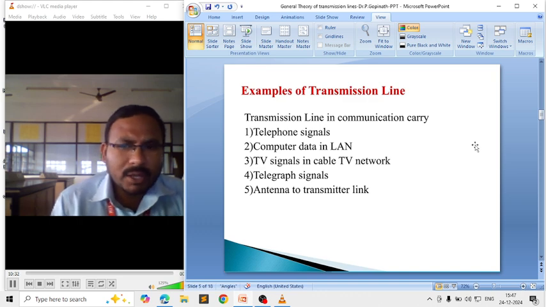Some examples of transmission lines. Transmission lines in communication carry, first, telephone signals. Then computer data in LAN, TV signals in cable TV networks, telegraph signals, and antenna to transmitter links. So this is the information we communicate from one place to another place using transmission lines.